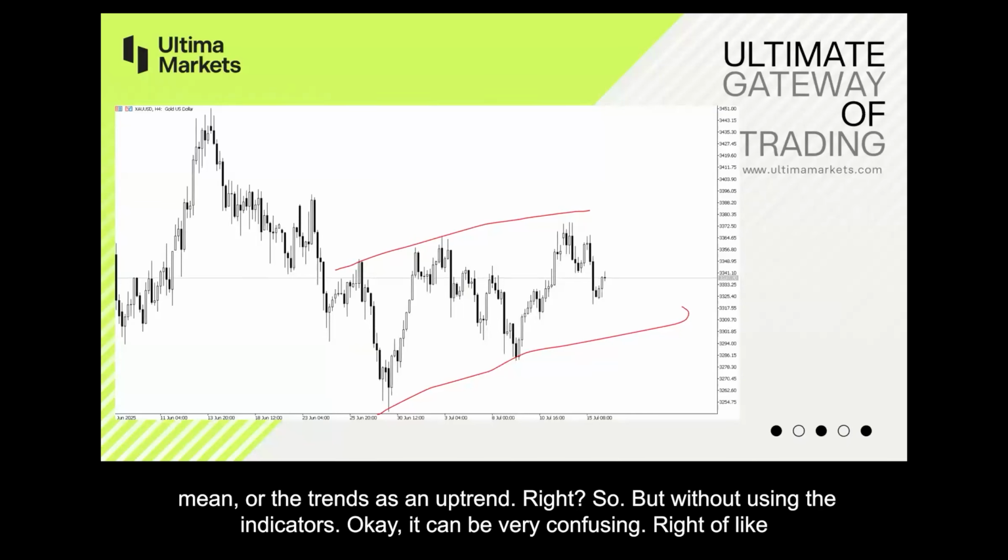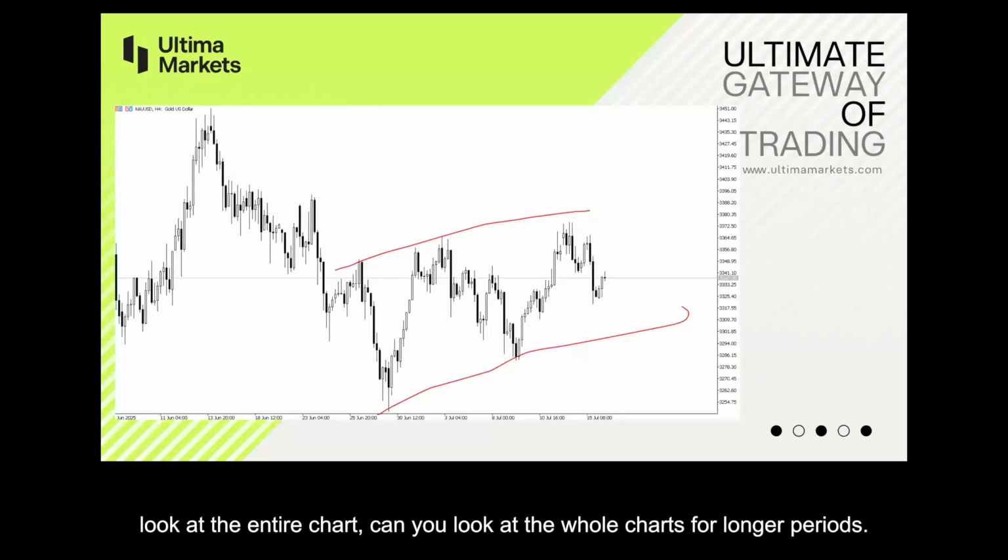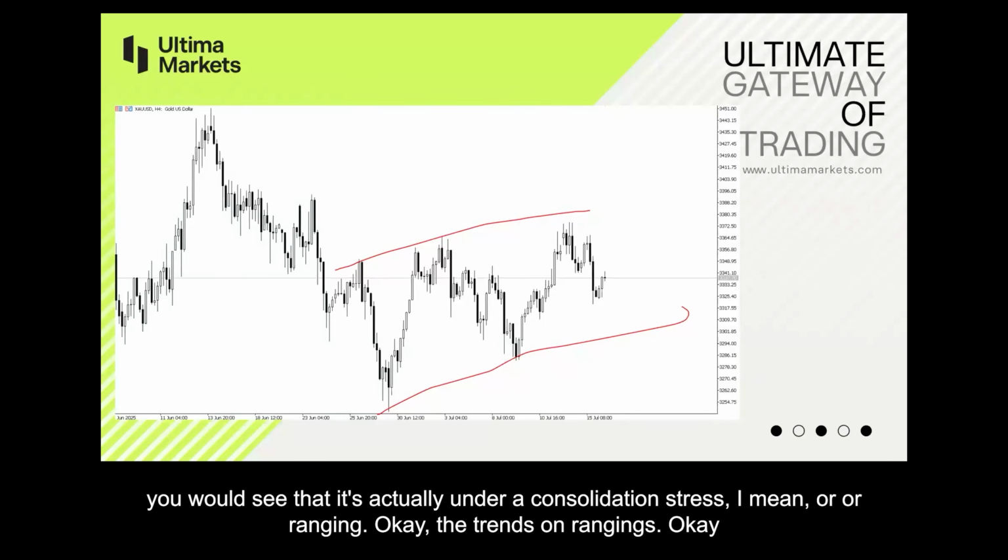But without using the indicators, okay, it can be very confusing. Like for example, over here, you see that it's considered an uptrend channel. So you can identify this as an uptrend. But in fact, if you look at the entire chart, the whole chart for longer periods, you would see that it's actually under a consolidation trend, or ranging. Okay, the trend is ranging.